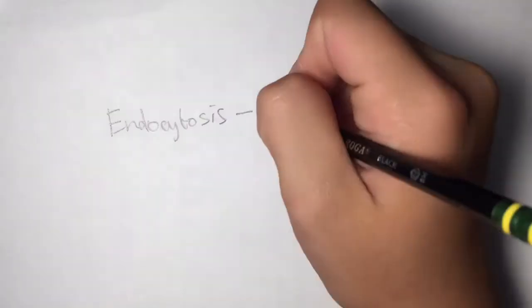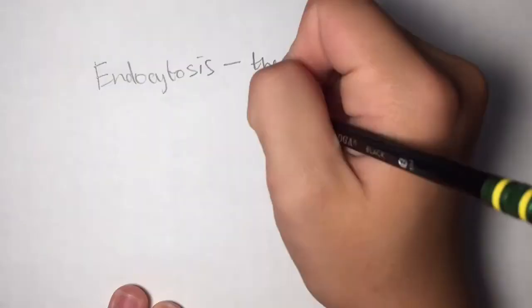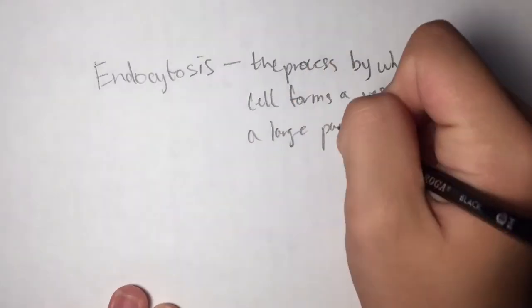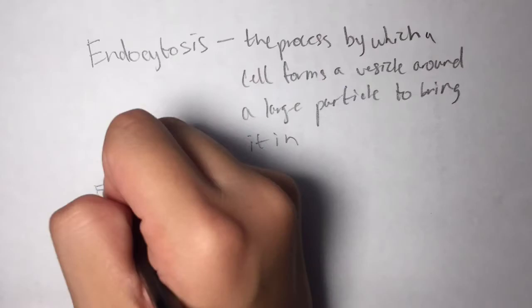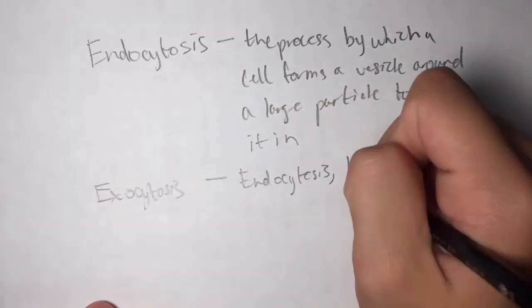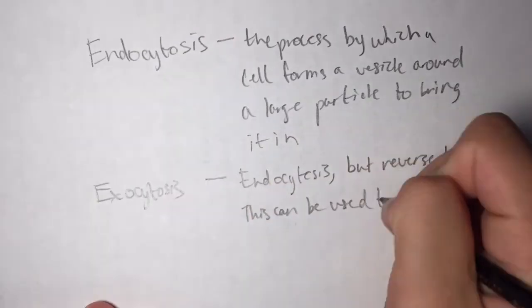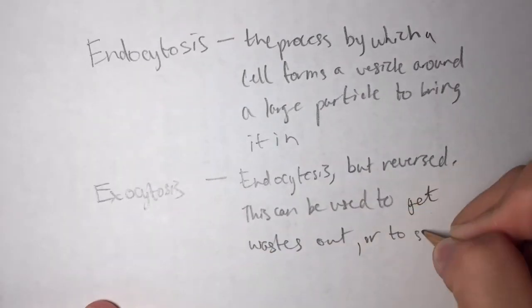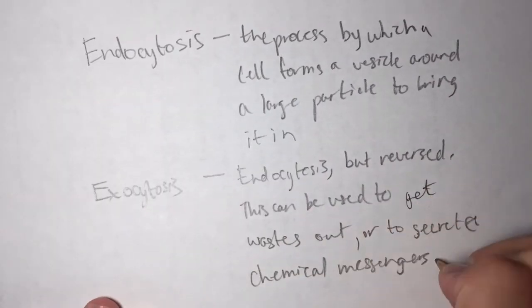Endocytosis, the process by which a cell forms a vesicle around a large particle to bring it in. Exocytosis, endocytosis, but reversed. This can be used to get rid of wastes or to secrete chemical messengers. And of course, everything must be red.